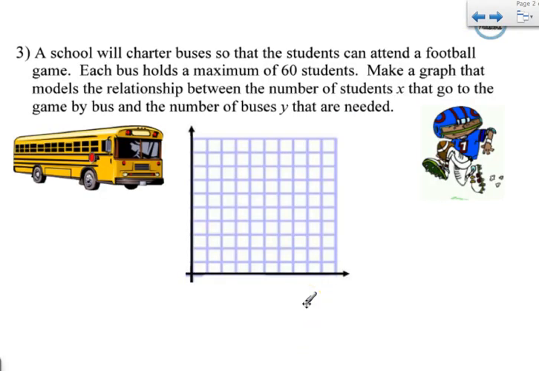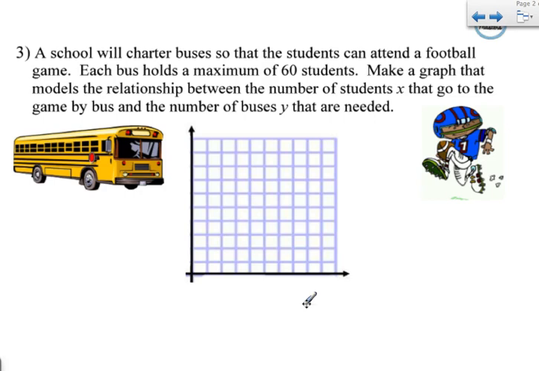There we go. Okay. Now we're going to look at some real-world problems. So you have a school that is going to charter buses so that students can attend a football game. Go Falcons. Each bus holds a maximum of 60 students, and we're going to make a graph that models the relationship between the number of students, x, that go to the game by bus and the number of buses that are needed, y.